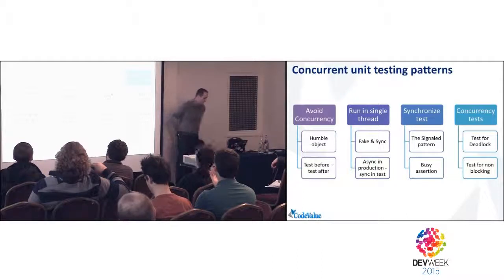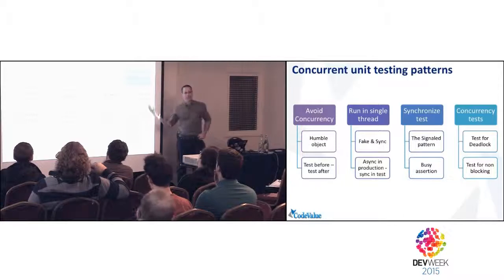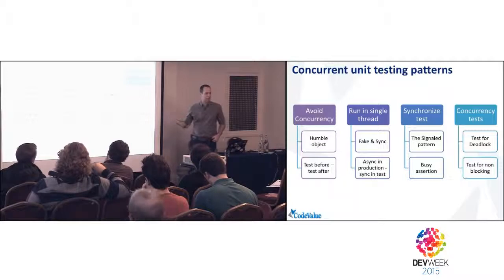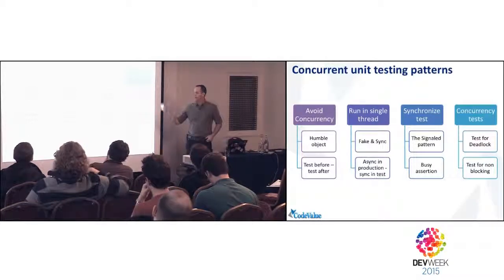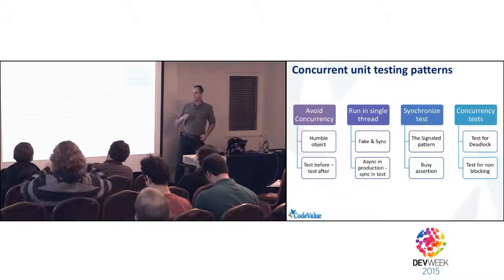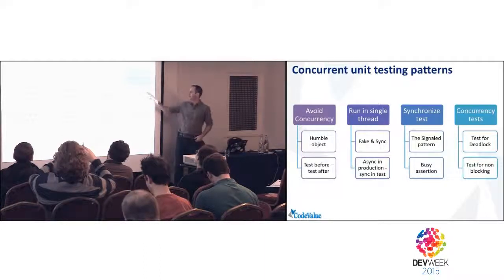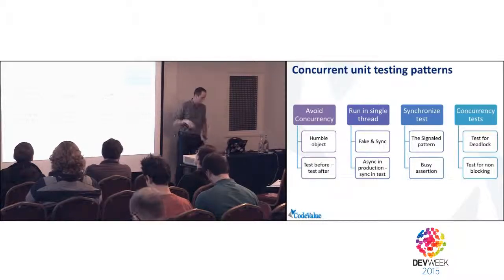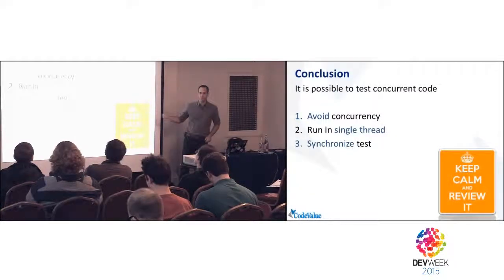Now, what did we see today? Basically, there are 4 ways to deal with concurrency. You can avoid it altogether, which is my preferred way. You can run it in a single thread. You can synchronize the concurrency in order to have your tests still be deterministic. And there are those guys who are testing the actual concurrency problems on their own. What I usually do when someone comes with this kind of problem, I say you have 3 options. I don't start with this. I'll say you have 3 options.